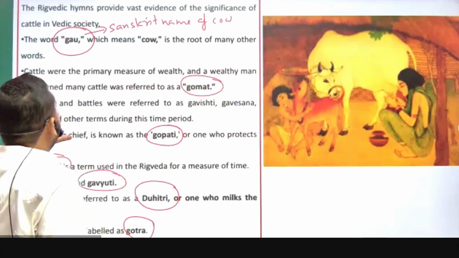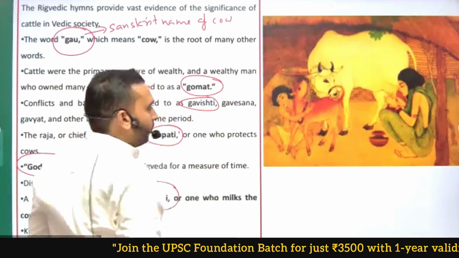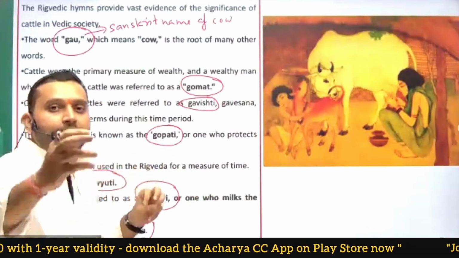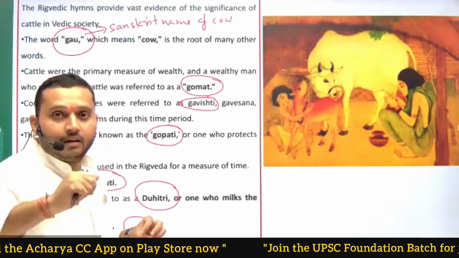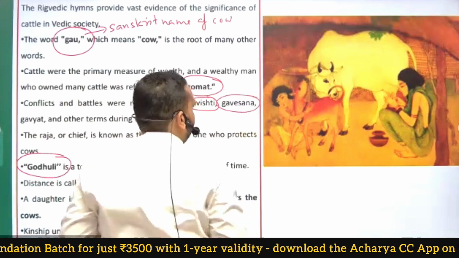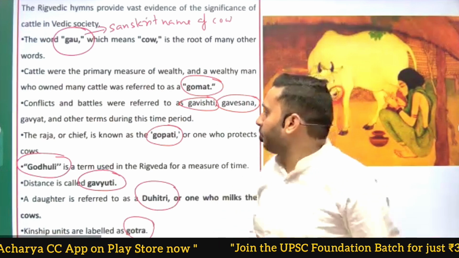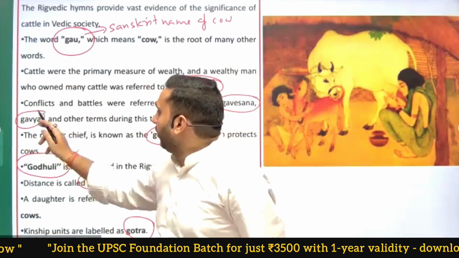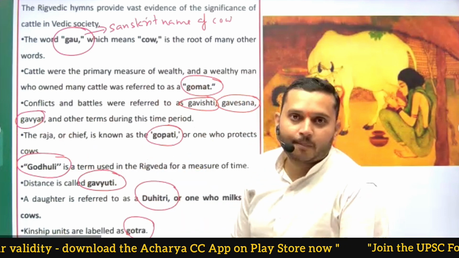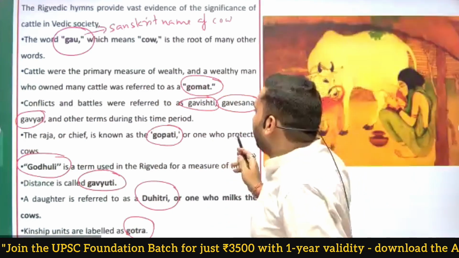Okay. Then conflicts and battles were referred to as Gavishti. Gavishti means the battle. For which purpose? To conquer many cows from any other clan or any other tribal group. Then the army is named as Gausena. Gausena means the army who are experts at catching the cow. Gavyat and other terms. Then the king or chief is known as Gopati. That means the head of the cow, or one who protects the cow.